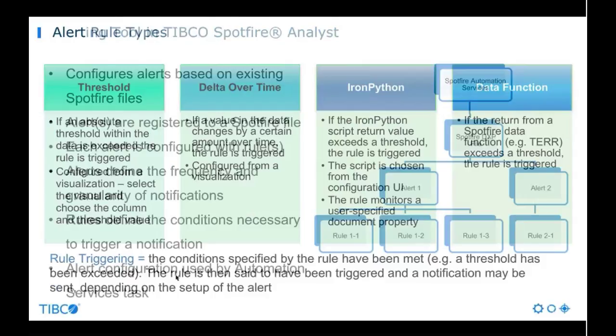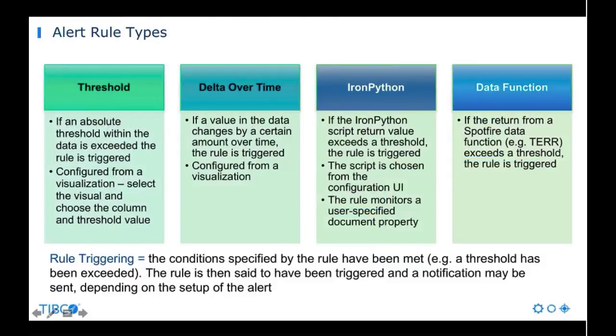I mentioned rules in the previous slide, so I'm not going to go over each of these, but it's just to let you know that there are these different types of rules that you can configure against an existing analysis. They should be relatively self-explanatory, but we can have thresholds, so if something changes over a value, changing over time. There is return from an IronPython, or even a data function from an R script or a Terra script.